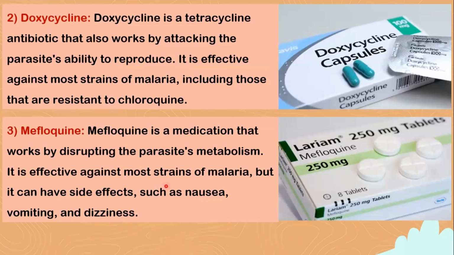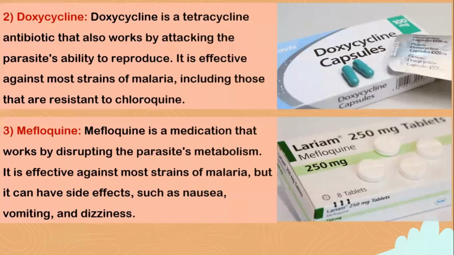It is effective against most strains of malaria, but it can have side effects such as nausea, vomiting, and dizziness. So mefloquine is a more expensive drug in the market, and it is also effective against a wide range of bacteria as discussed before. However, we discussed some side effects such as nausea, vomiting, and dizziness, but there are more complicated side effects such as anxiety, depression, and hallucination. Let's move on to the next slide.